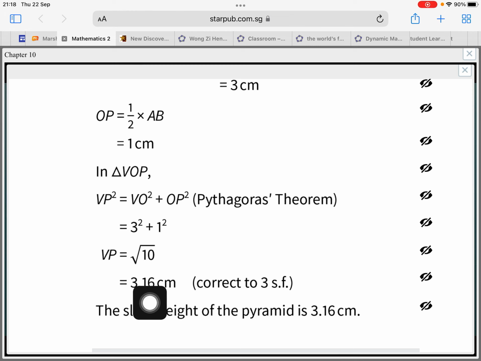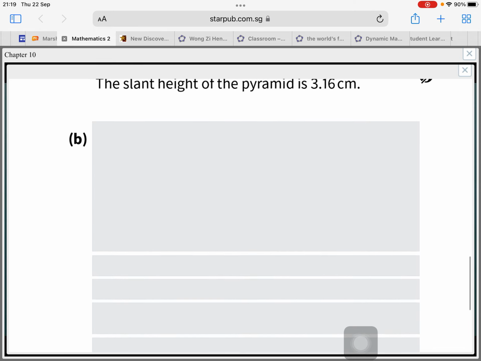Just to repeat again: when you're doing Pythagoras theorem, other than remembering to write by Pythagoras theorem, also do remember to indicate that when you take a square root, this is plus minus, and then reject away the negative. In this case, since you're taking a square root, this will not be an exact number, so you can correct the answer to 3 significant figures.